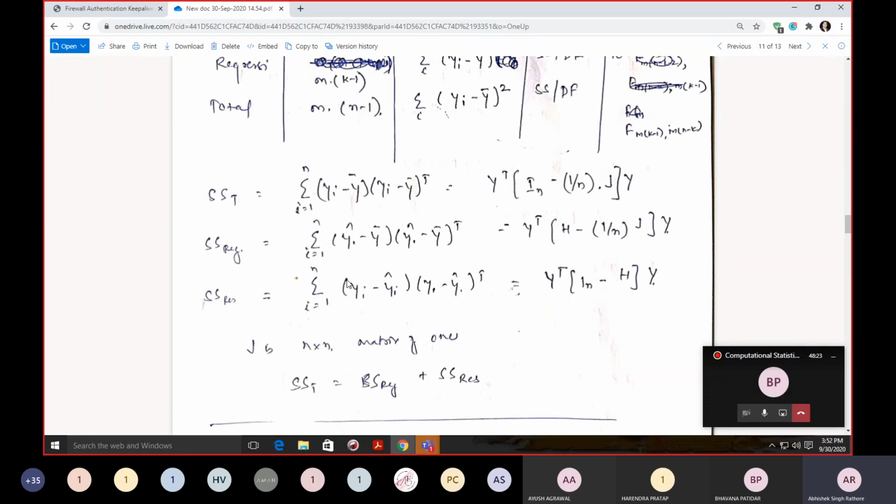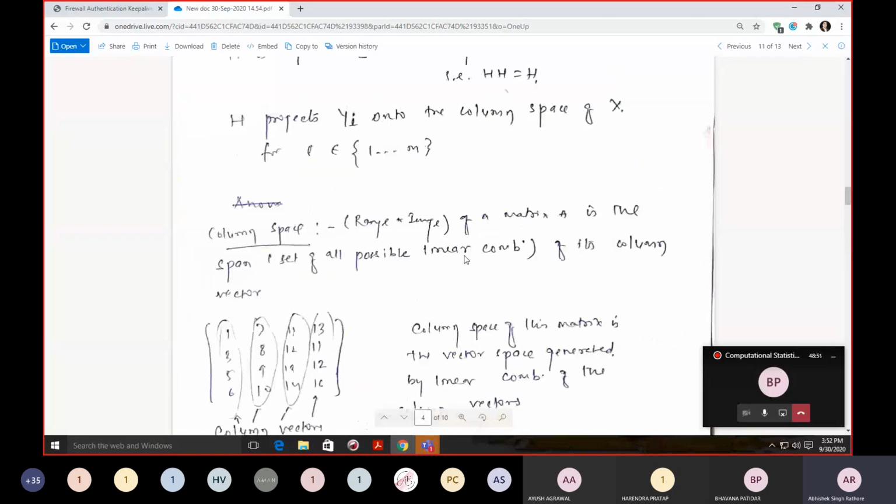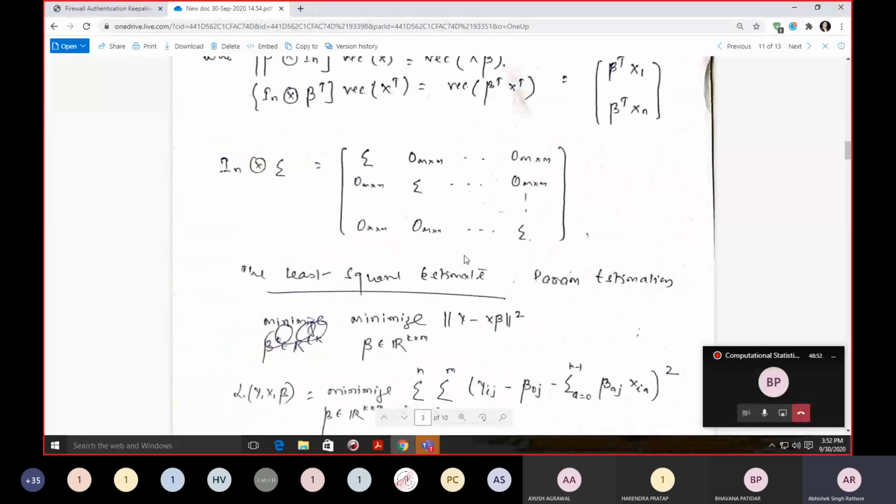No. Fine. Now we are looking for the relation with maximum likelihood estimation. We have seen maximum likelihood estimation. We started with yi, xi, and we saw here that yi given xi follows a normal distribution with mean x beta and variance sigma squared. We solved this here as well, so this is how we get it.